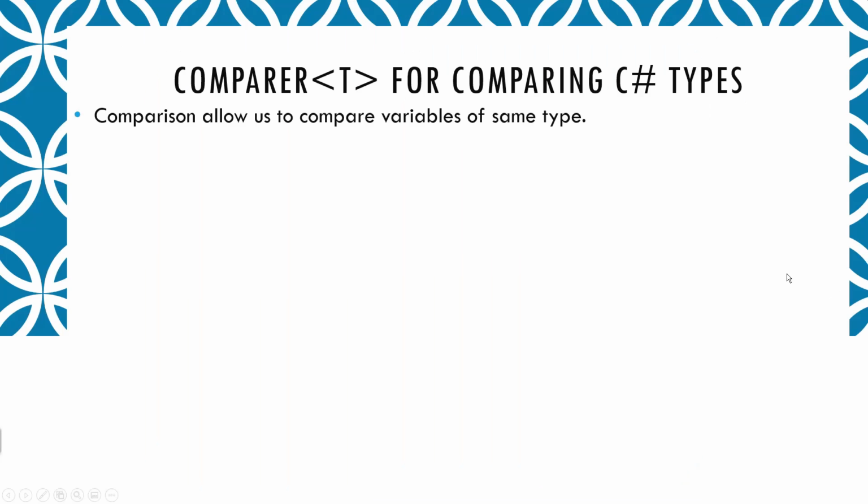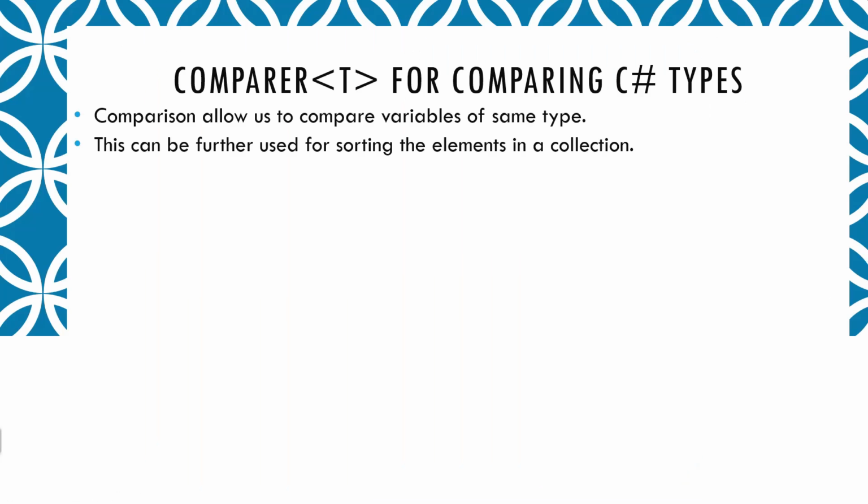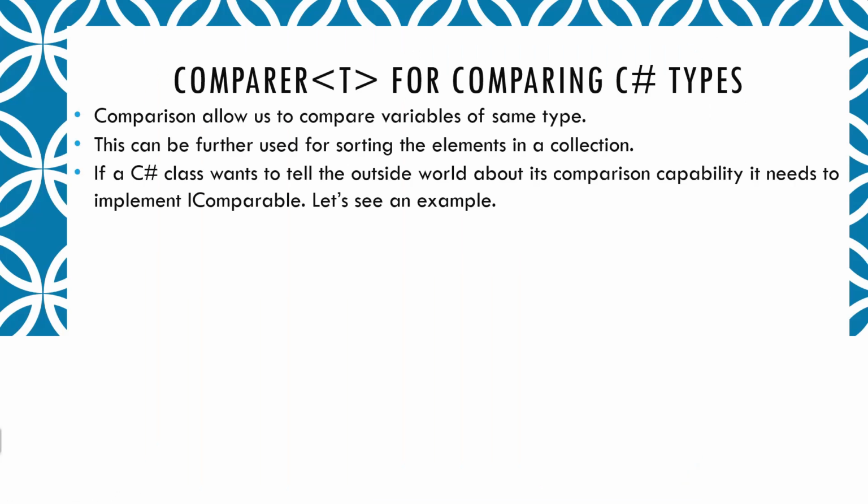Comparer for comparing C# types. Comparison allows us to compare variables of the same type. This can be further used for sorting the elements in a collection. If a C# class wants to tell the outside world about its comparison capability, it needs to implement the IComparable interface.